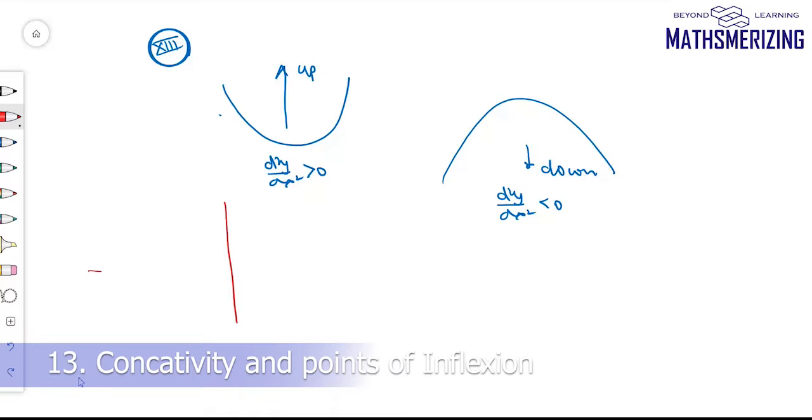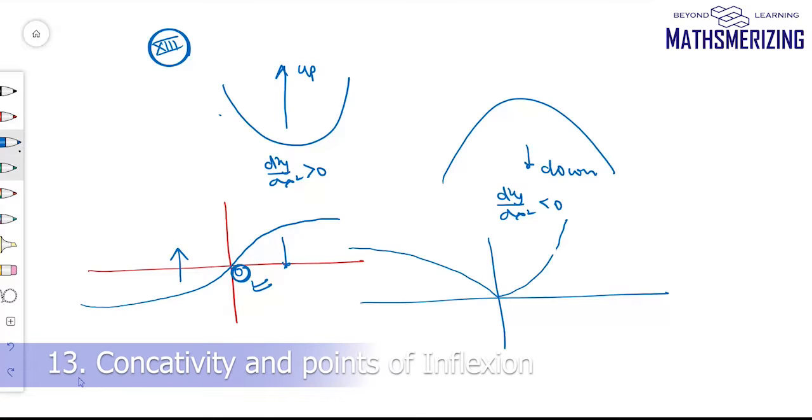I'll draw a graph. Before x equals 0, this graph is concave up, and after x equals 0, this graph is concave down. So that means x equals 0 is a point of inflection. Now I take another one. In this case, when x is less than 0, the graph is concave down, and when x is greater than 0, the graph is concave up. So again the concavity changes at 0. So at x equal to 0, this again is a point of inflection.